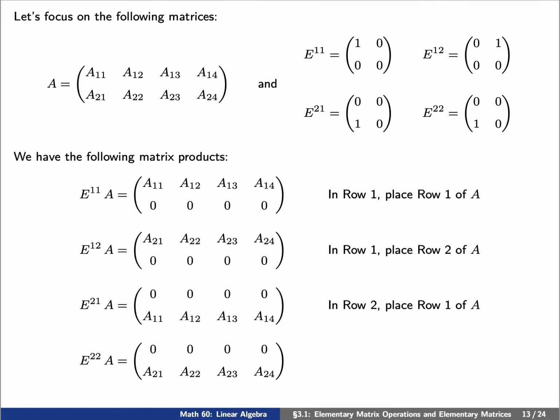For E21 times A, in row 2, we'll place row 1 of A. And finally, for E22 times A, in the second row, we'll place the second row of A.